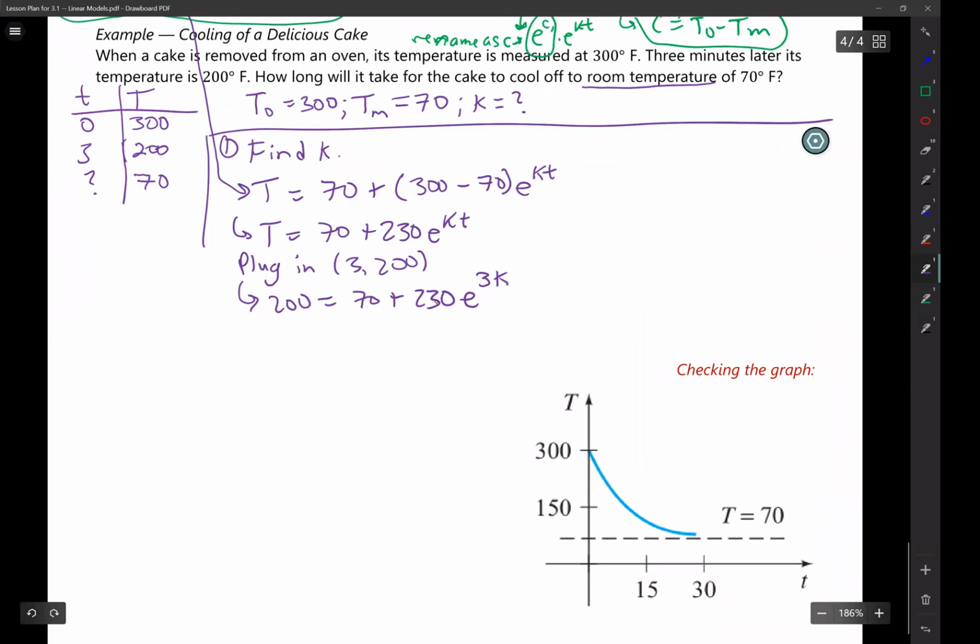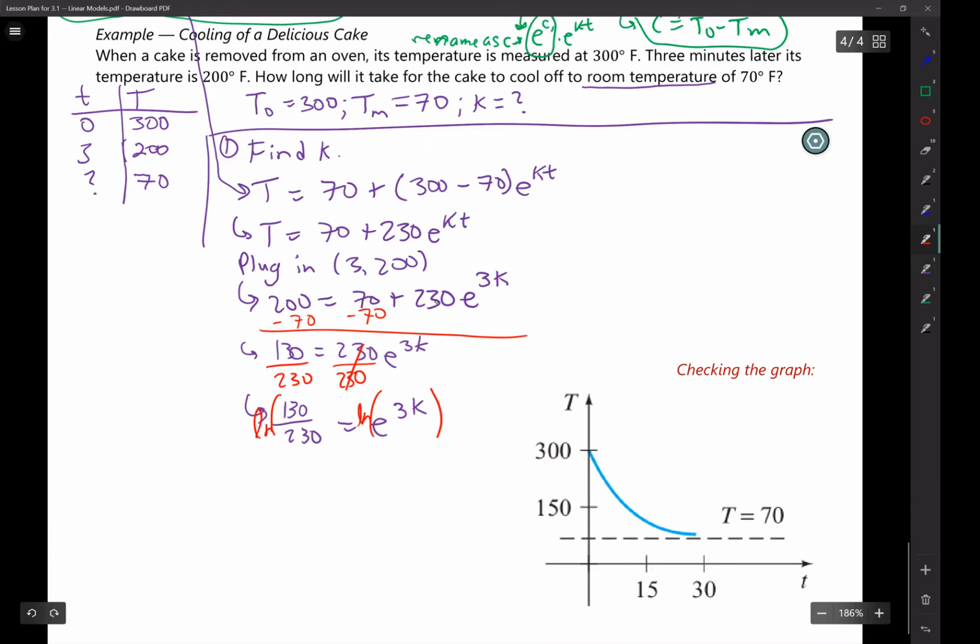Then just do some math. Subtract 70, and you get 130 is equal to 230 e to the 3k. Divide by 230, and you get whatever that is. Don't care, because I'm going to take ln right now. So take ln, and you get ln of 130 over 230 is equal to 3k. And then you just divide by 3.